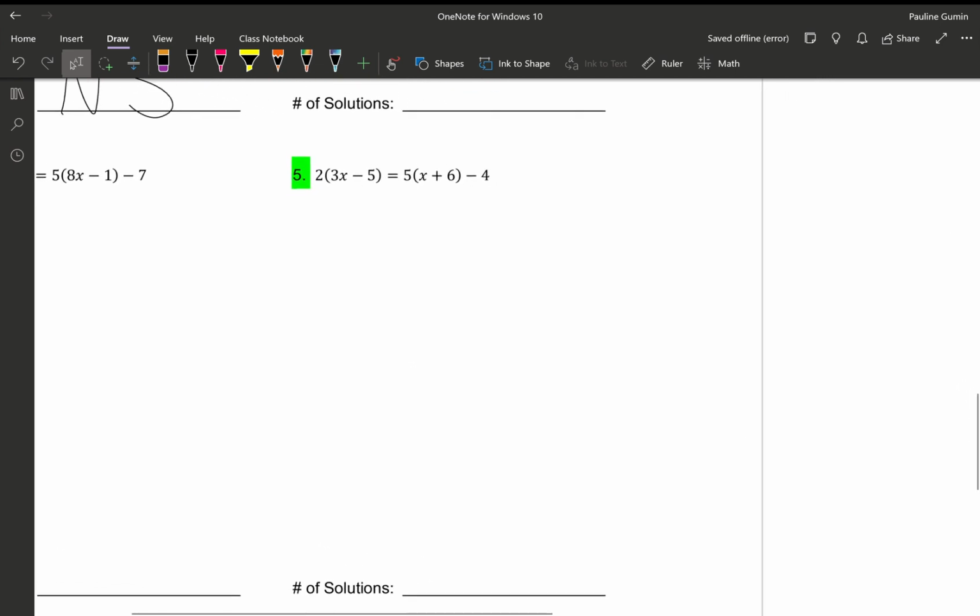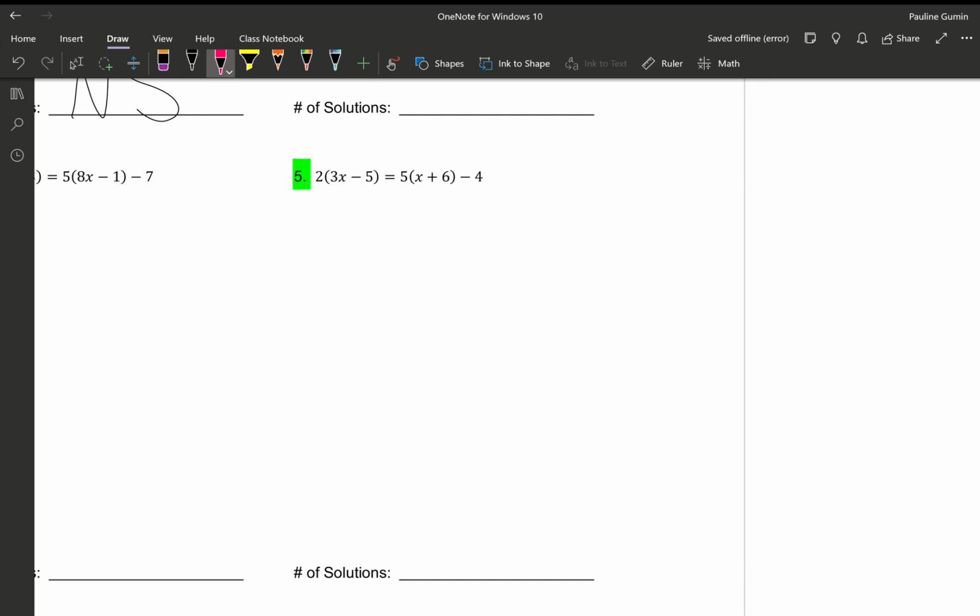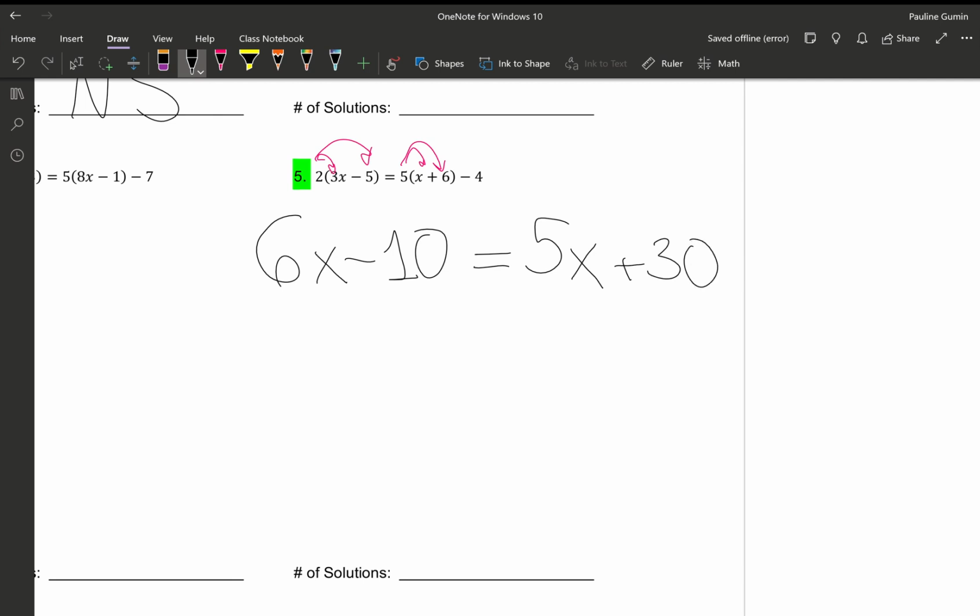And lastly, let's take a look at number 5. Once again, I'm going to begin by distributing, which means multiplying. 2 times 3 gives us 6x. 2 times 5 is 10, or negative 5 is negative 10. 5 times x is 5x. 5 times 6 is 30. And then minus 4 at the end.